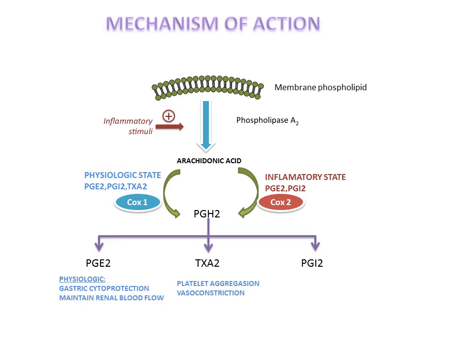COX-1 is a constitutive enzyme that regulates normal cellular processes, such as gastric cytoprotection, kidney functions, platelet aggregation, and vascular homeostasis. COX-2 is responsible for the production of PGE2 in inflammatory state through inflammatory cells. These prostaglandins produce key inflammatory responses such as fever and pain. COX-2 also produces prostacyclin PGI2, which is responsible for vasodilation and inhibition of platelet aggregation.